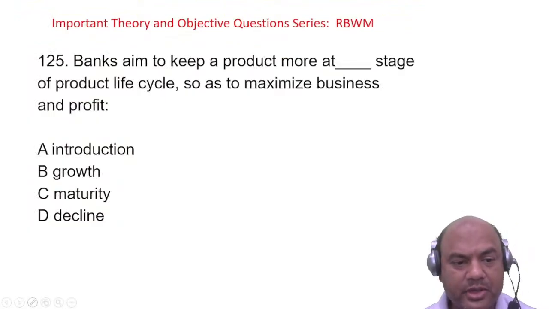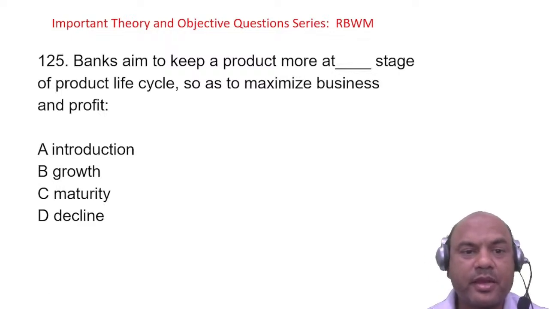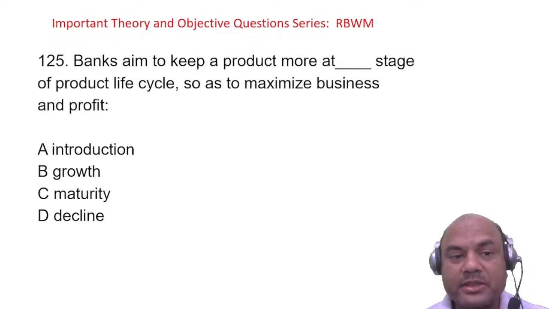We'll be covering the objective questions. So the first one: a bank aims to keep a product more at a dash stage of the PLC, product life cycle, so as to maximize the business and the profit. What is this?